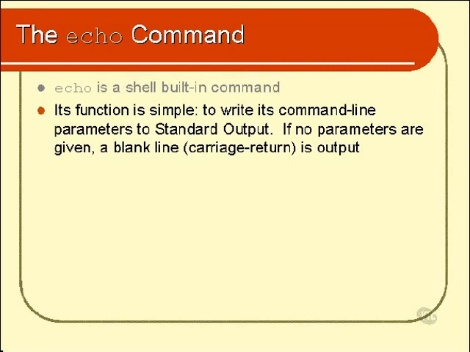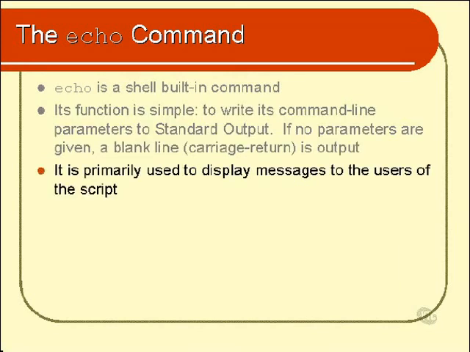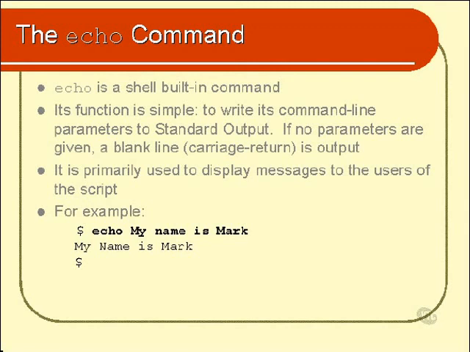So, that's what it does. Now, why would we use it? What's the point of having it? Well, we primarily use it to display messages to the users of the script. Let's have a look at an example of that. At the $ prompt we might type in echo, my name is Mark, and then of course the echo program would simply create one line of output called my name is Mark, whereupon it would terminate and the shell would offer you another command prompt. Let's have a look at some examples of where and how you might use that.